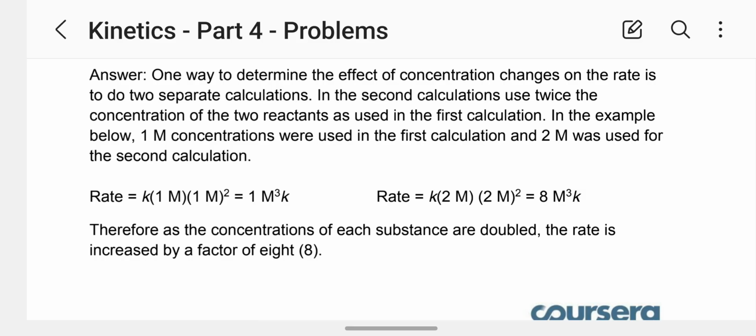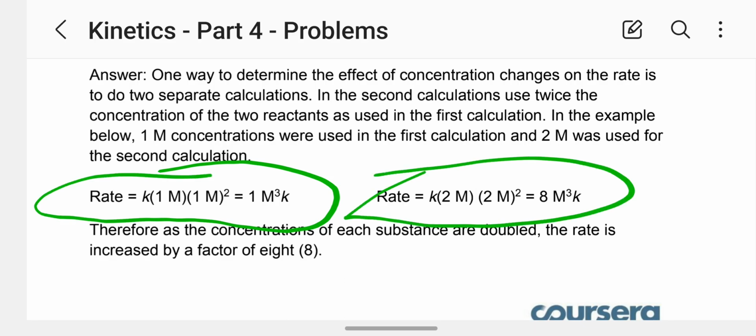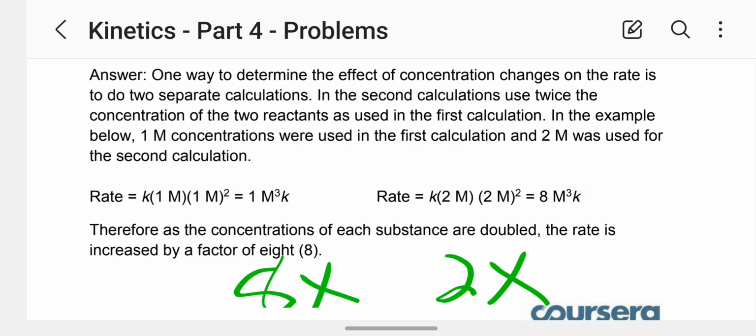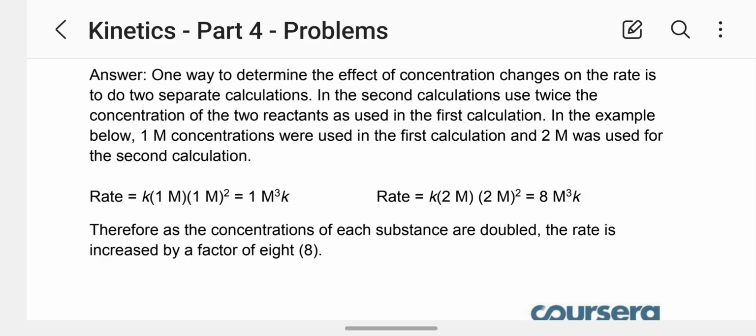You can see the detail of the overall statement or those explanations given here in mathematical form. So you can see the answer is mentioned, if you can guess for it. Therefore, if the concentration of each substance is doubled, each substance concentration is twice, 2 times, the rate is increased by a factor of 8. Which you can see in this statement, the rate is 8 times when the concentration of each substance is doubled.